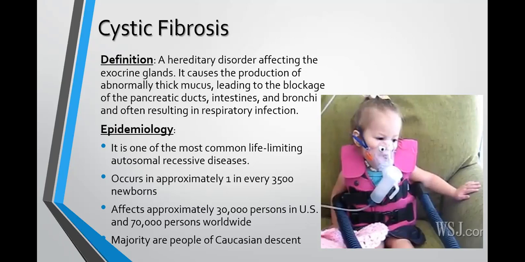All right? It occurs in approximately 1 in every 3,500 newborns. So that's a lot. We have thousands of people born every day. It affects approximately 30,000 people in the United States. You don't have to worry about all that. And the majority are Caucasian. Very rarely will a black child get cystic fibrosis. It's a Caucasian disease. Like sickle cell is mostly an African-American disease, cystic fibrosis is mostly a Caucasian-American disease.